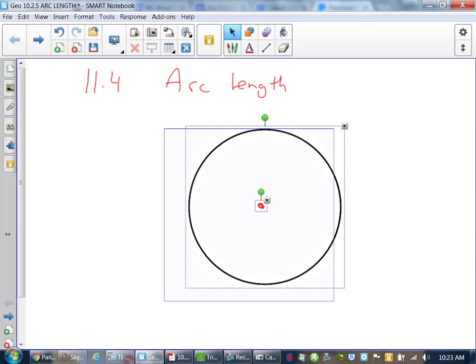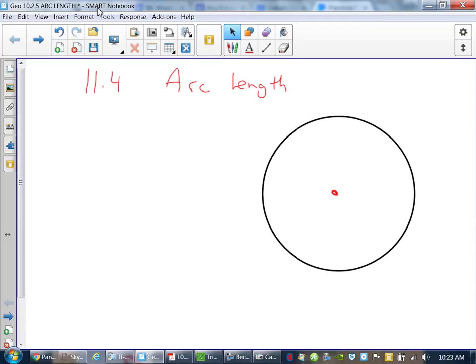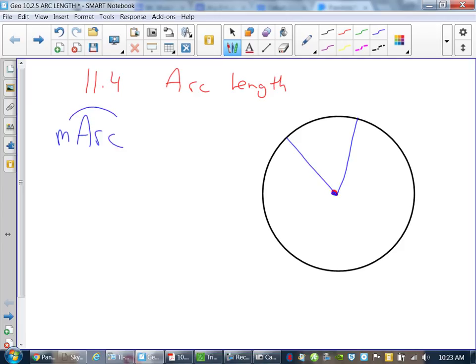The arc length, well, let's refer back to what we did yesterday. When we had what we called arc measure, the measure of an arc was always equal to what? The angle. The measure of the angle, right. The measure of the arc always equals the measure of the central angle.